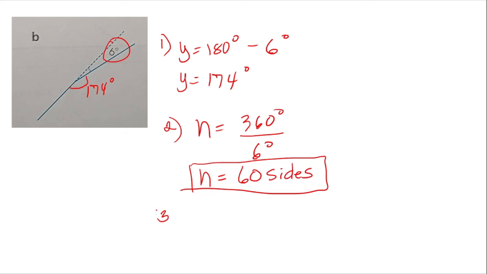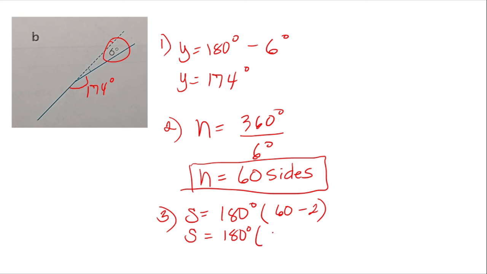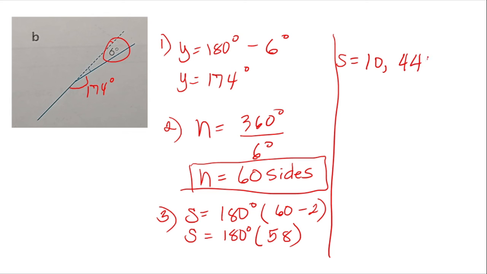Okay, and last, for the sum of its interior angle, 180 degrees times quantity 60 minus 2. So 180 degrees times quantity 58. So the sum of its interior angle is 10,440 degrees.